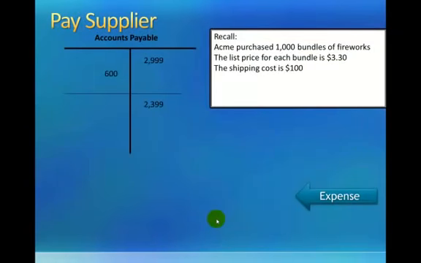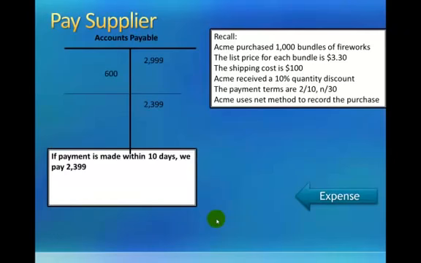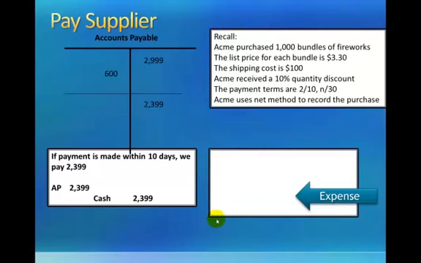Now let's look what happens when we pay our supplier. We have our accounts payable account with a balance of $2,399, and if we pay our supplier within 10 days, we get to take advantage of the cash discount, and we only have to pay $23.99. So we lower accounts payable by debiting accounts payable $23.99, and we lower cash by crediting cash $23.99. But what if we don't pay within 10 days? What if we pay after 10 days?